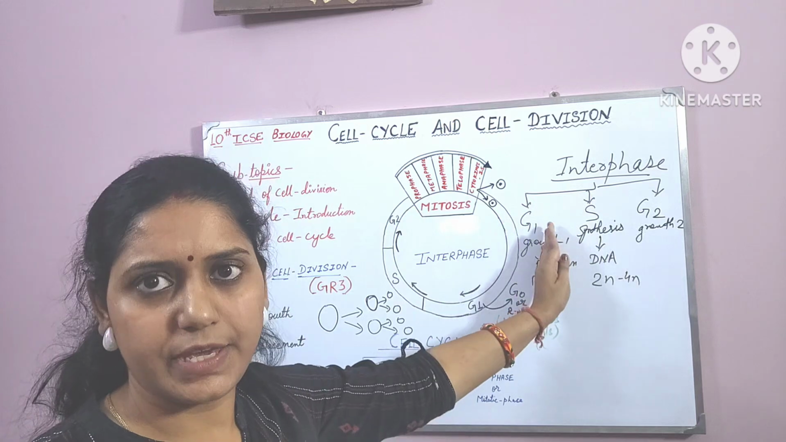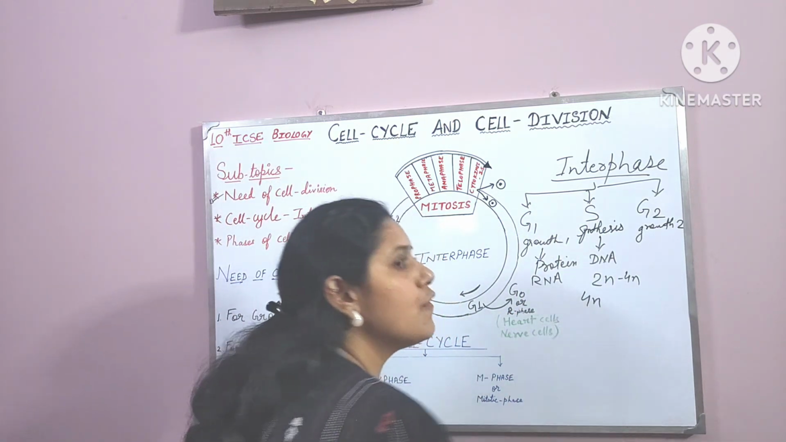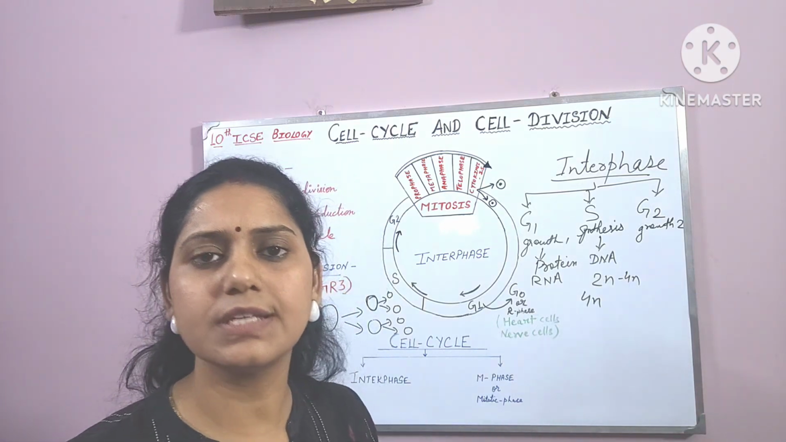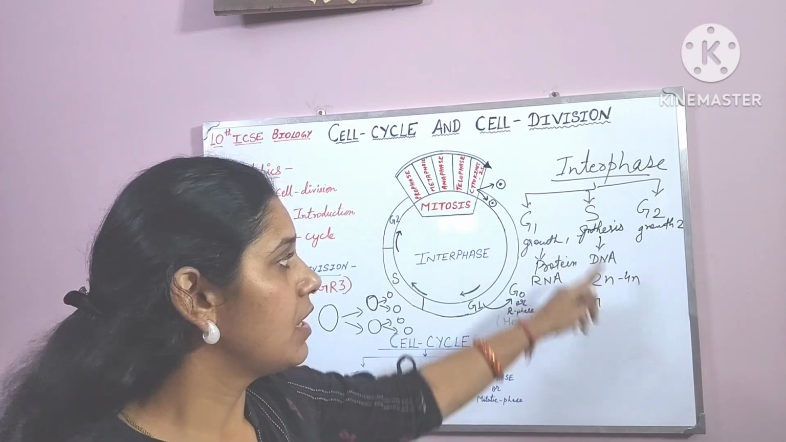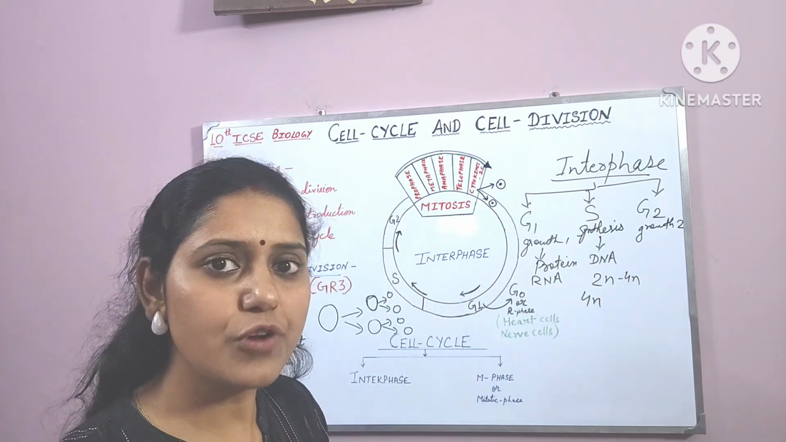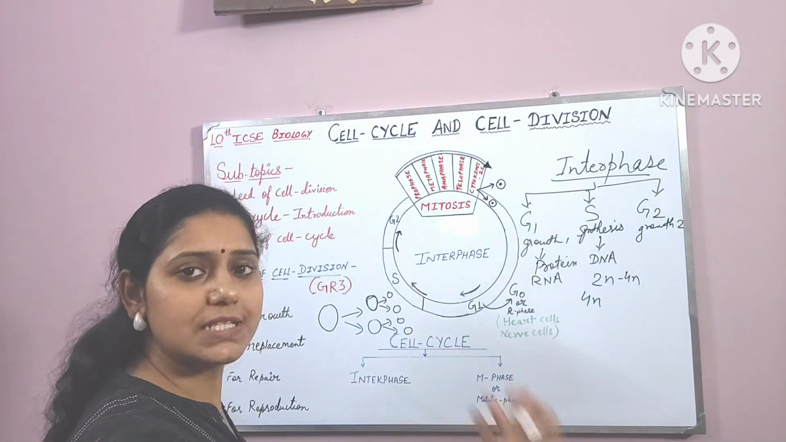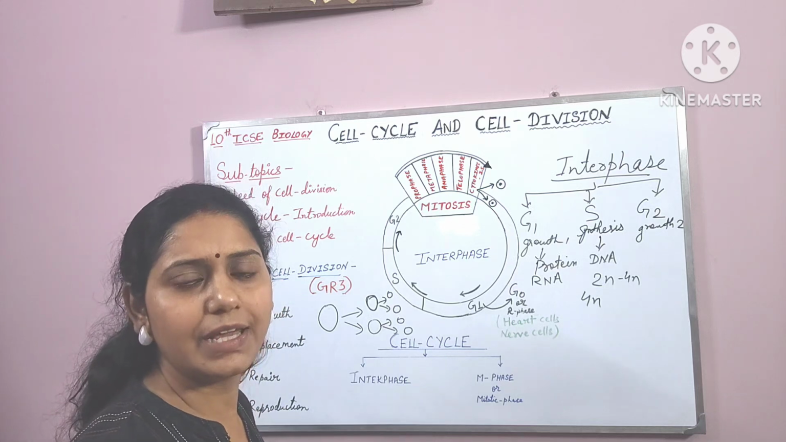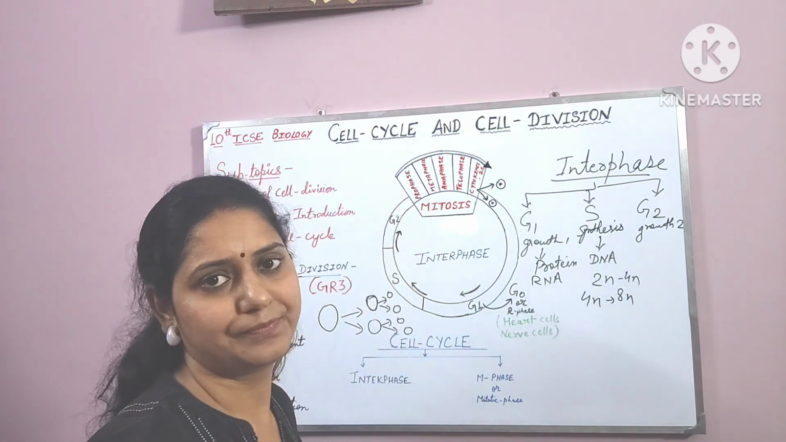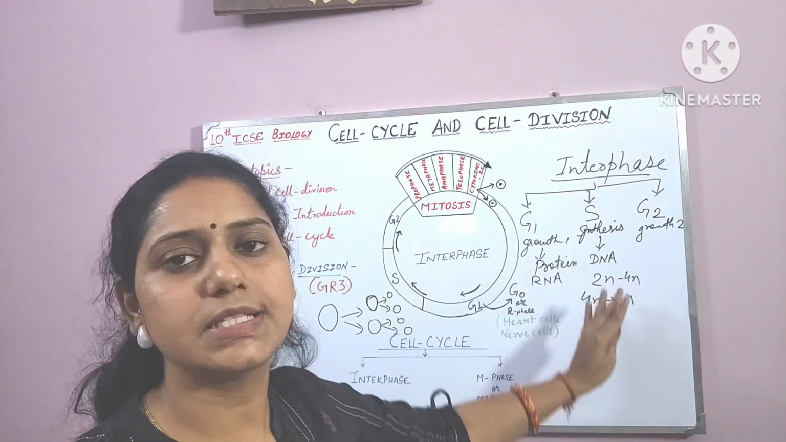Suppose before S phase, the amount of DNA in a cell is 4N. In the S phase, synthesis of DNA will take place. The amount of DNA will be doubled. So after S phase, how much amount of DNA in a cell? It will be 8N. Got it? So amount of DNA will be doubled in this S phase.